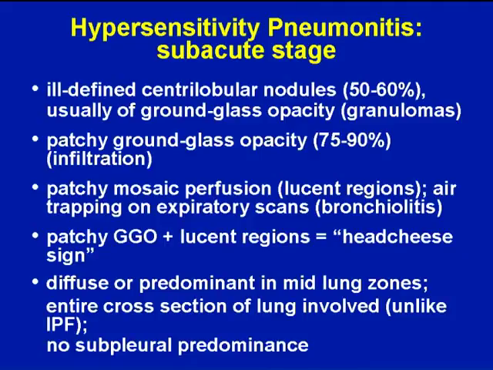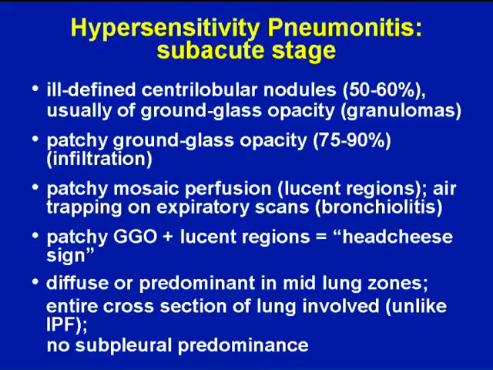Patchy mosaic perfusion or lucent regions due to air trapping may be seen if you do expiratory scans. Air trapping is very common in this disease. This occurs because of the bronchiolitis that is associated with the centrilobular or peribronchovascular granulomas. And if you see a combination of patchy ground glass opacity and lucent regions of mosaic perfusion, which is quite common in this disease, that has been very eloquently termed the Headcheese sign by me.